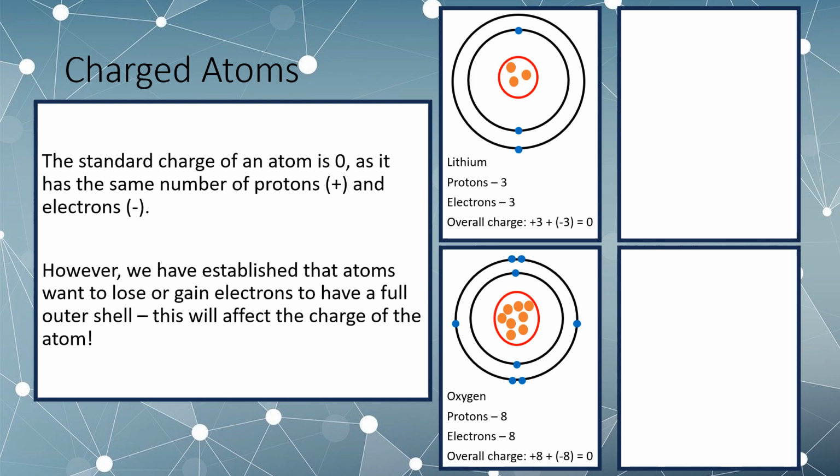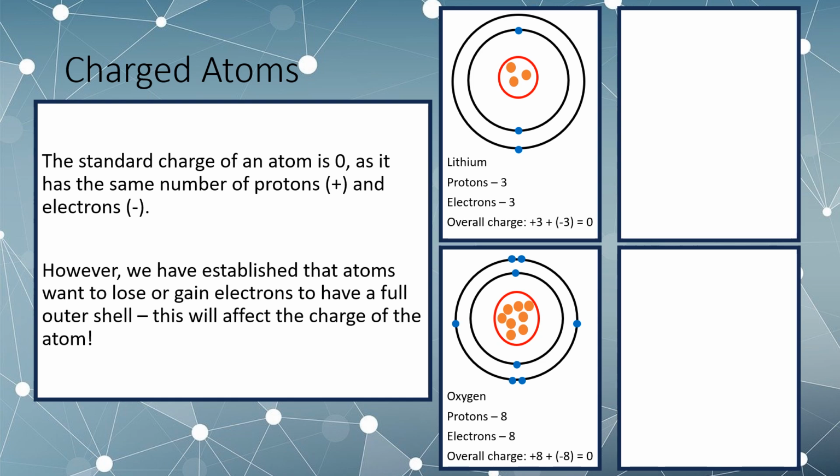Oxygen, on the other hand, has 8 protons, 8 electrons. Therefore, its overall charge is 0 because positive 8 subtract 8 gives an overall charge of 0. However, as we have established, atoms want to lose or gain electrons to have a full outer shell, and this will affect the overall charge of the atom. Remember, when we talk about these sort of particles, we don't need to worry about neutrons, as they don't affect the overall charge of the atom, as they are neutral themselves.